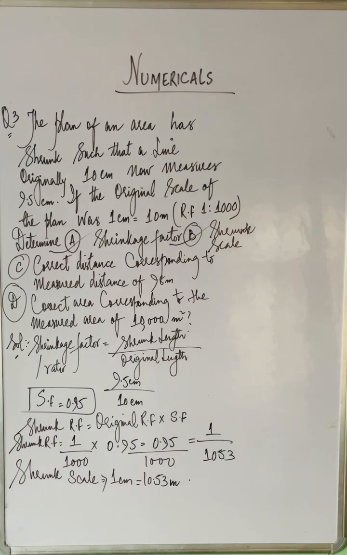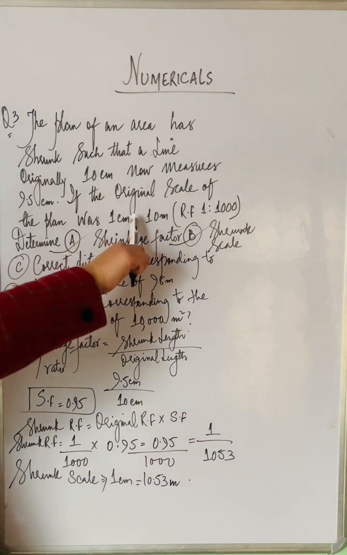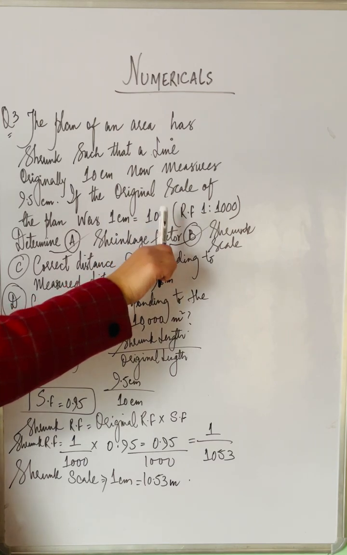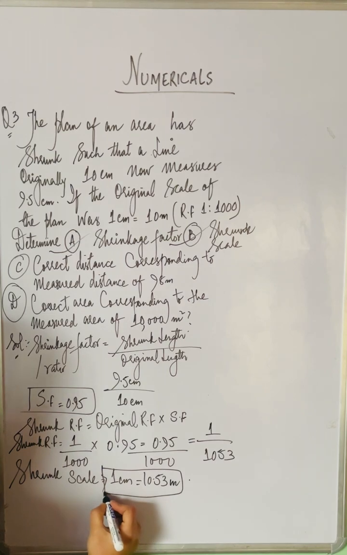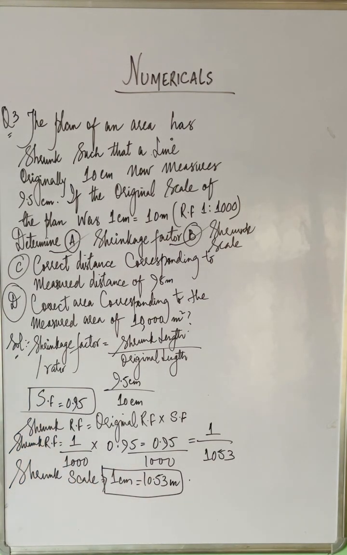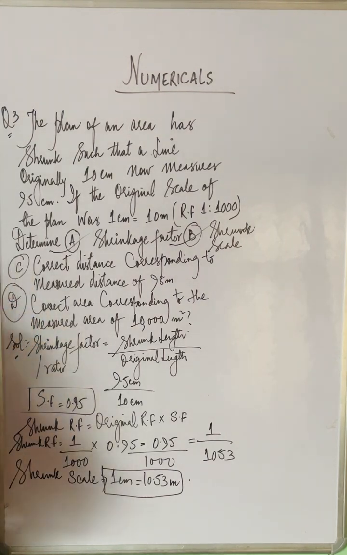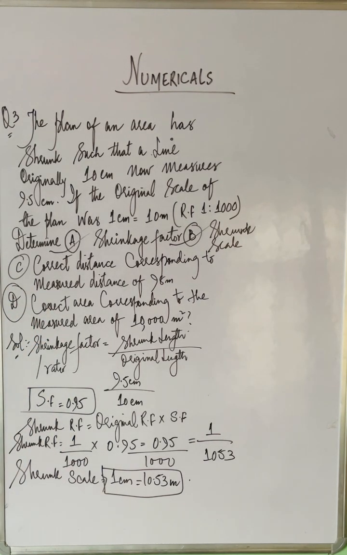1 centimeter is equal to 10.53 meters. This is the shrunk scale. What was the original scale? 1 centimeter is equivalent to 10 meters. Now this is the shrunk scale, right? This completes part 2. Now we have to move to part 3. We have to calculate the correct distance corresponding to measured distance of 98 meters.